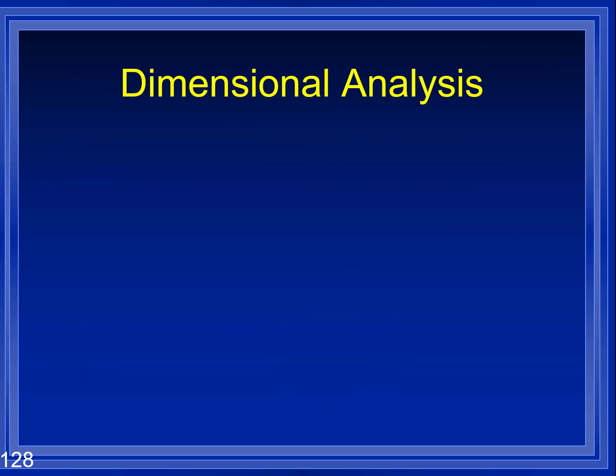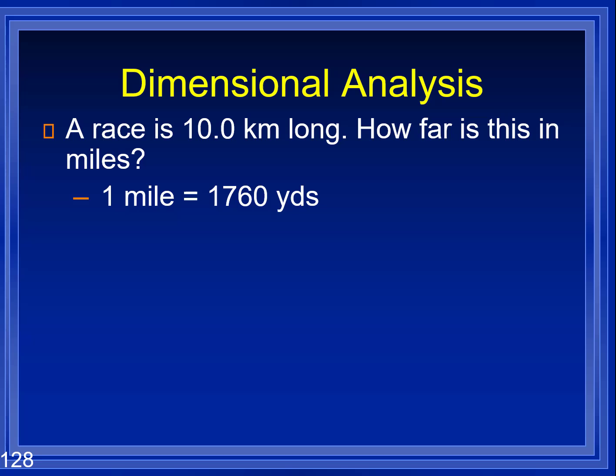Let's see what it looks like when it's not metric and we've got to worry about it. So, a race, it's a 10K race. It's 10 kilometers long. How far is that in miles? Okay, and I'll give you a couple of little equivalent statements, two things that are equal to each other, to make our lives a little easier. That a mile is 1,760 yards, and that a meter is 1.094 yards.